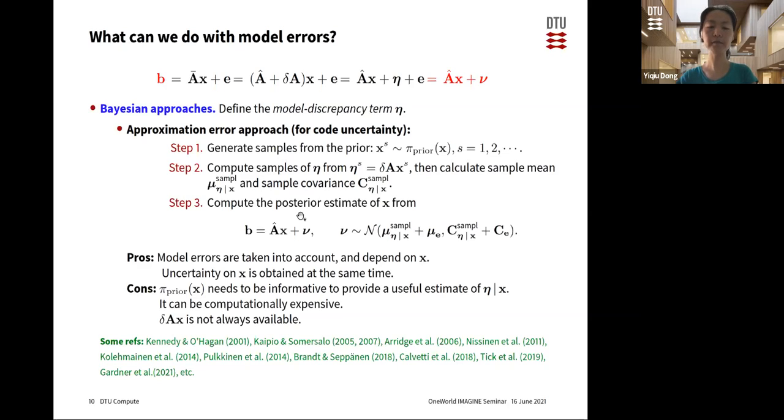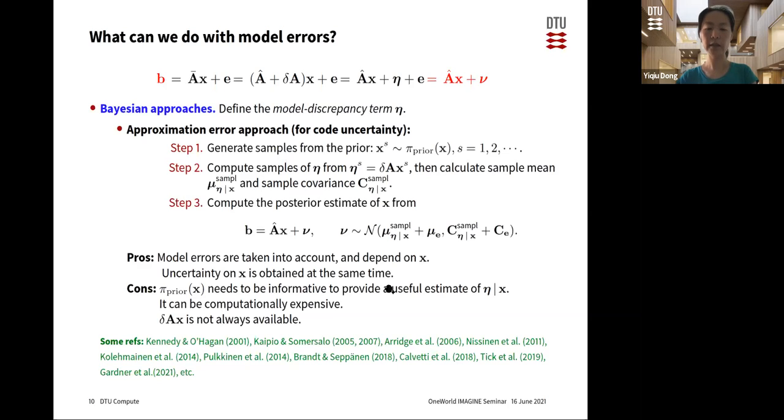Also, the model error depends on X, because the sample of eta is calculated by multiplication of delta A times the sample of X. So it's really dependent on X. And after we have the posterior, we can get the conditional mean of X. Of course, we also get uncertainty on X with respect to model error and measurement error.